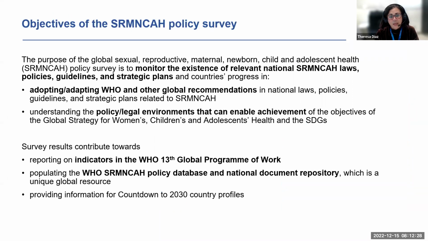The purpose of the Global Sexual, Reproductive, Maternal, Newborn, Child and Adolescent Health Policy Survey is to monitor the existence of relevant national SRMNCAH laws, policies, guidelines, and strategic plans, and country progress in adapting or adopting WHO global recommendations, and to understand the policy, legal, and environment that can enable achievement of the objectives of the global strategy for women's, children's, and adolescents' health, and for the SDGs. The survey contributes toward reporting the indicators for the World Health Organization Global Program of Work. It populates the WHO SRMNCAH policy database and national document repository, which is a unique global resource that I'm going to go through. It also provides information for Countdown 2030 country profiles that you will hear about later on.